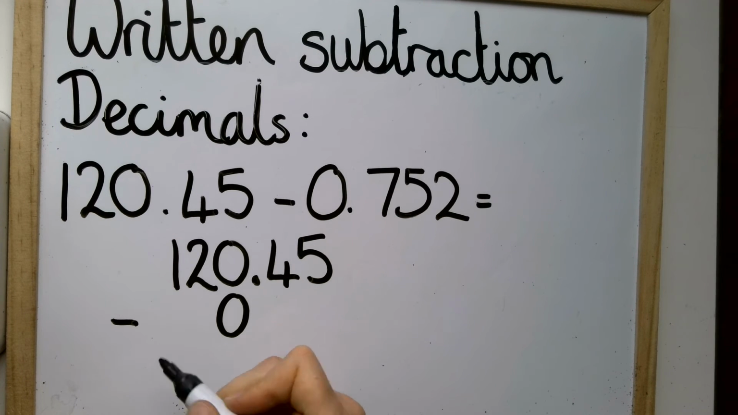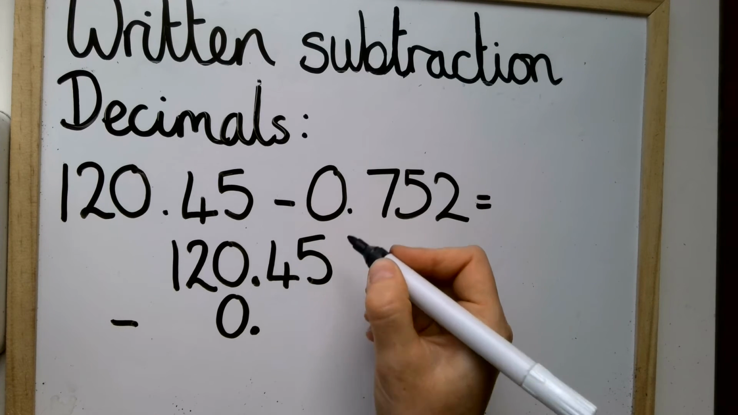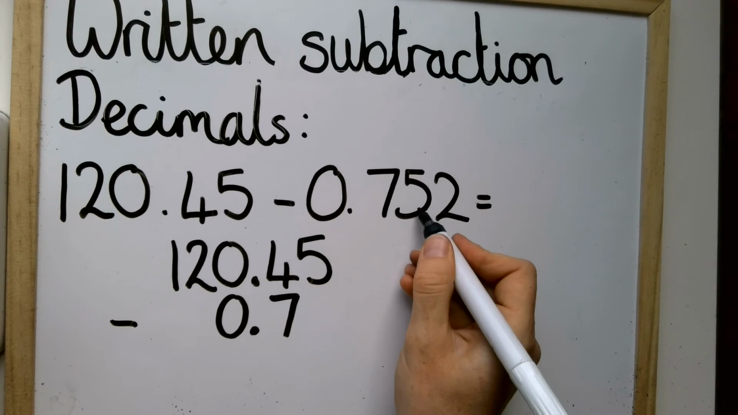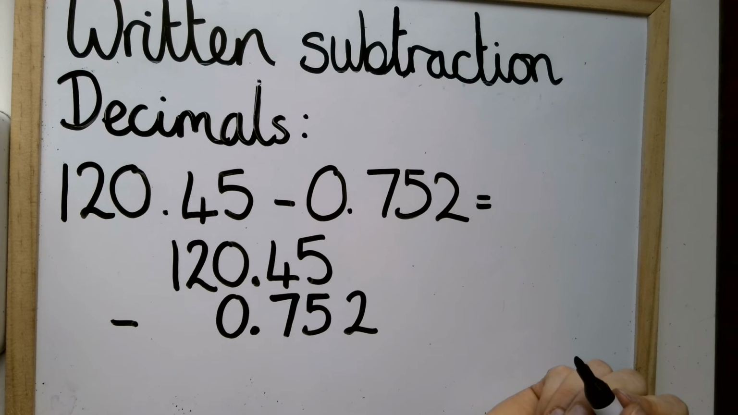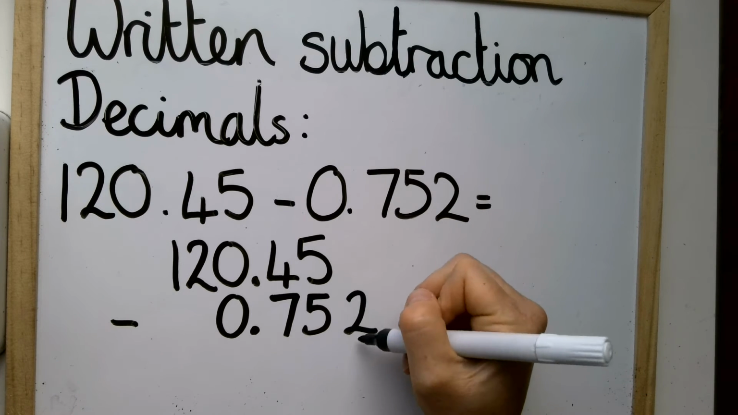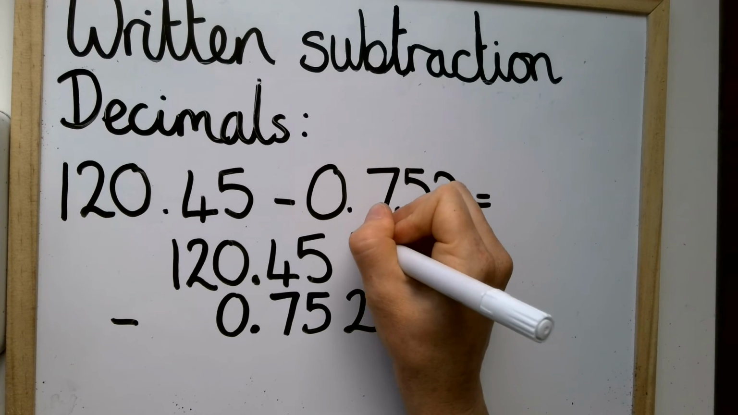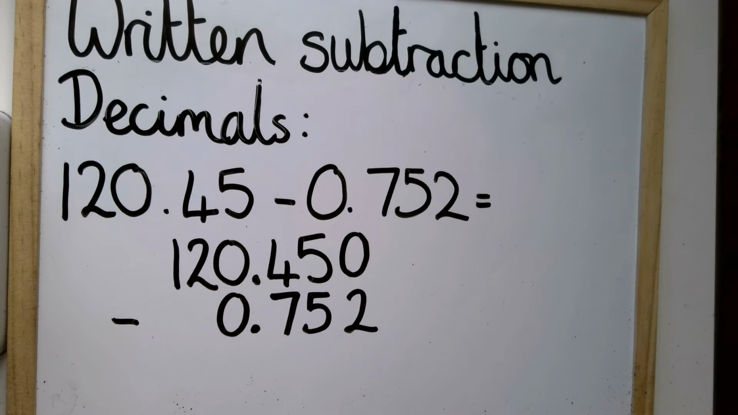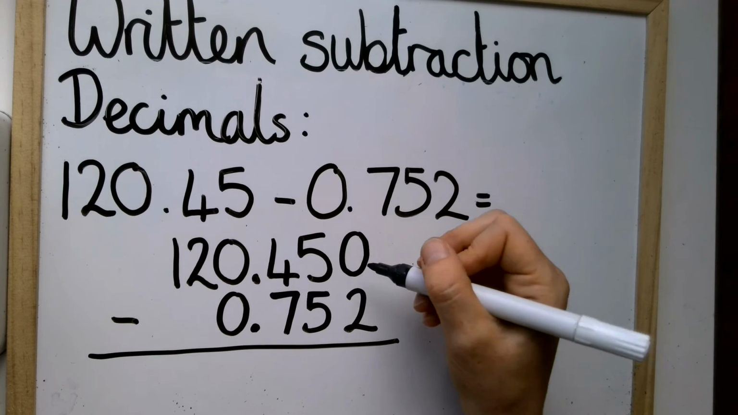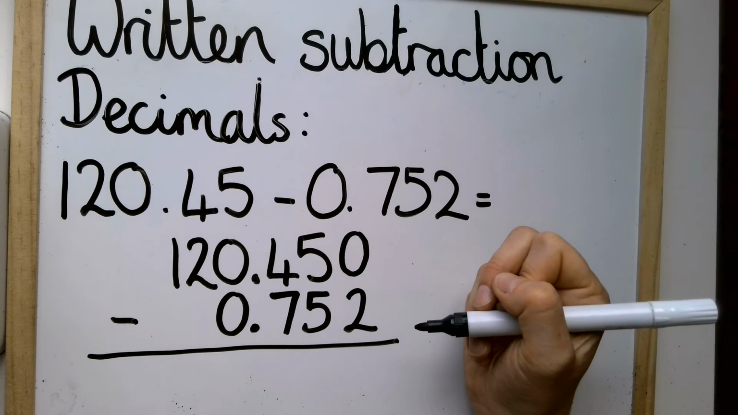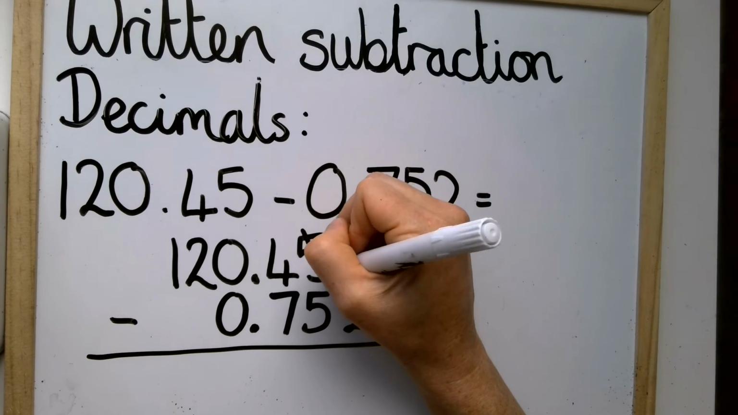The 0 needs to go in the ones column. I don't have any tens or any hundreds. The decimal needs to be lined up with this decimal. 7 in the tenths, 5 in the hundredths, and 2 in the thousandths. It's really important because the 2 is in the thousandths and there isn't any digit in the thousandths in our minuend, that we put a 0 here. So now I know I need to exchange because I've got 0 take away 2 and 0 is smaller than 2. So I'm going to exchange from the 5 in the hundredths column.